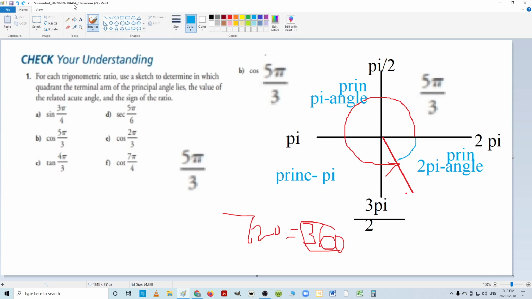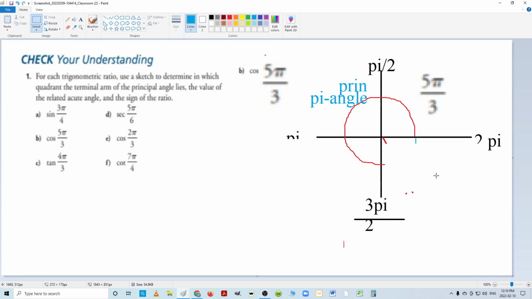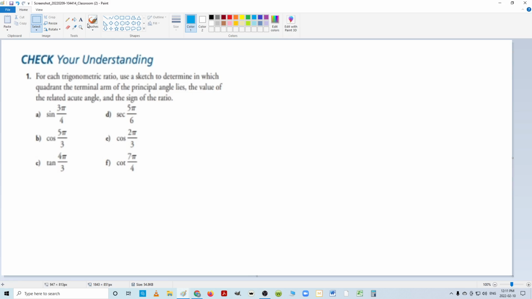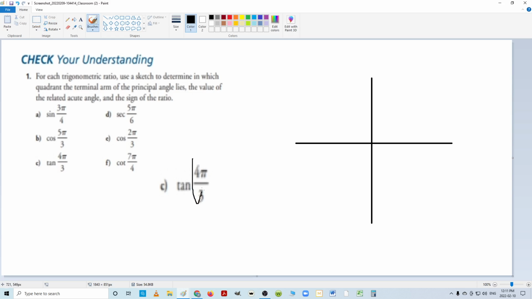Let's continue. They all do this method. So we're going to do the same thing. We might as well just draw our thing again, and we'll just stop putting the reference points on it and see how we do, just for memory. Tangent. We're dealing with a tangent. The important thing is we're dealing with 4 pi over 3. Where is that? Well, 4 over 3 is definitely 1 1/3. So that means I'm past 1 pi.